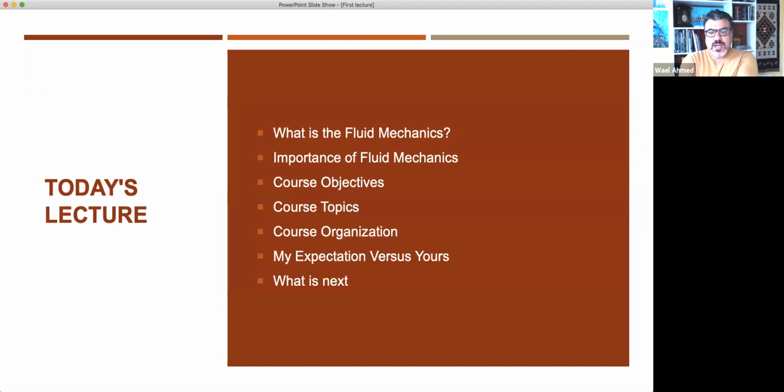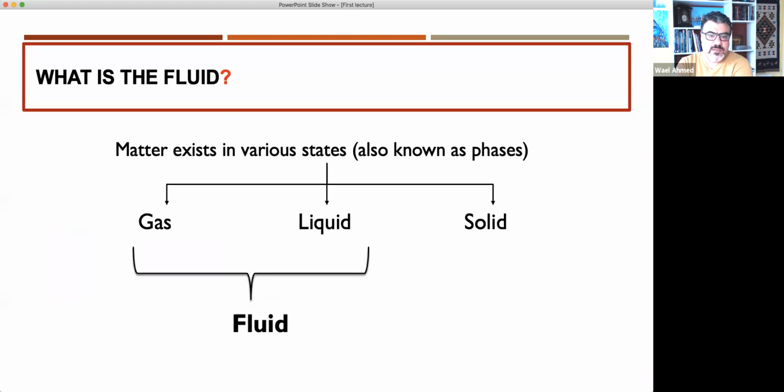So today's lecture, we're going to start with talking about fluid mechanics. What is fluid mechanics and the importance of fluid mechanics? And then I will go into some details about the course objective, the course topics and organization as well. So let me start with what is fluid. I'm not going to get into details here. I'm just trying to give you an idea about what this course is all about, why it is important, and how we're going to move forward with understanding some of these concepts.